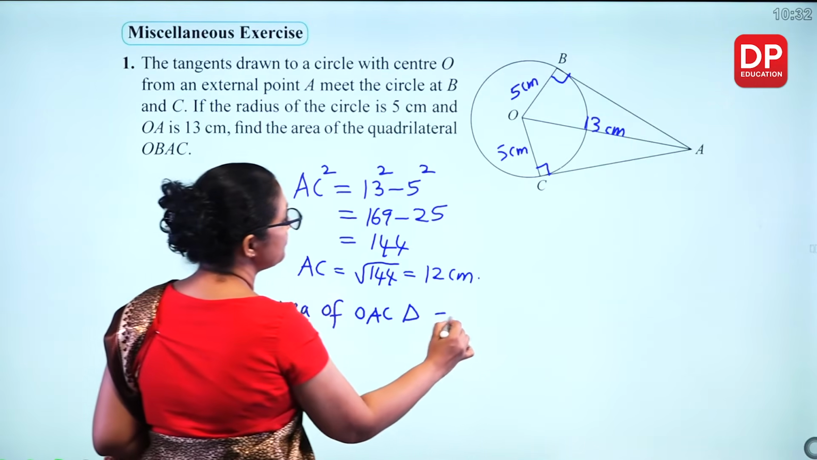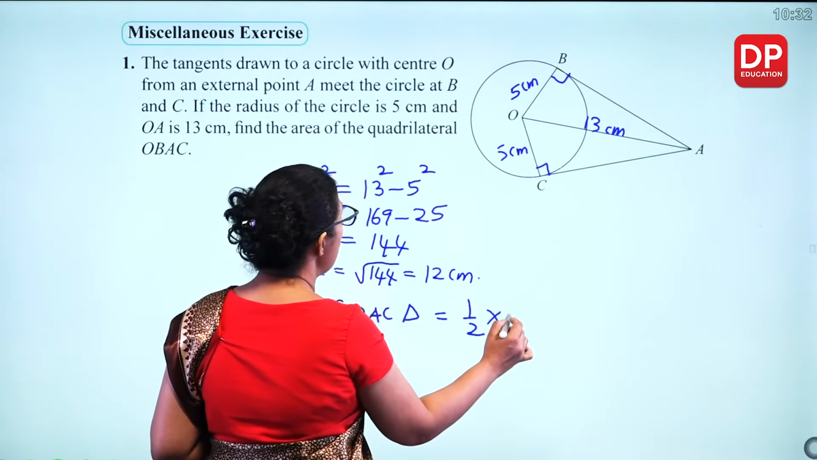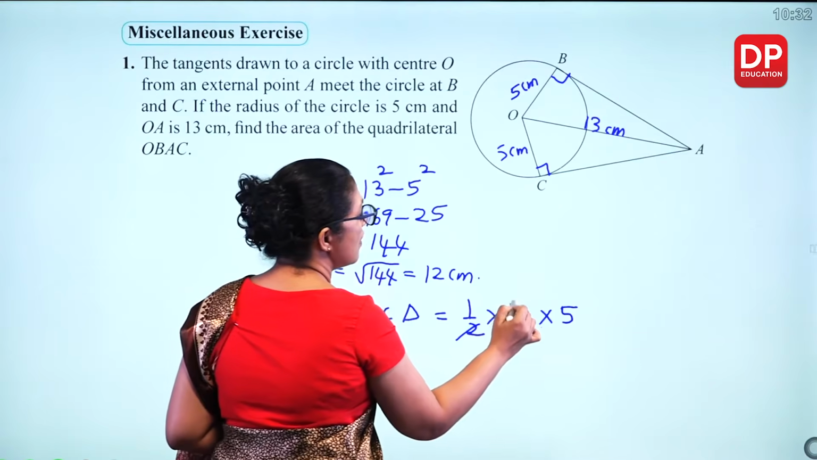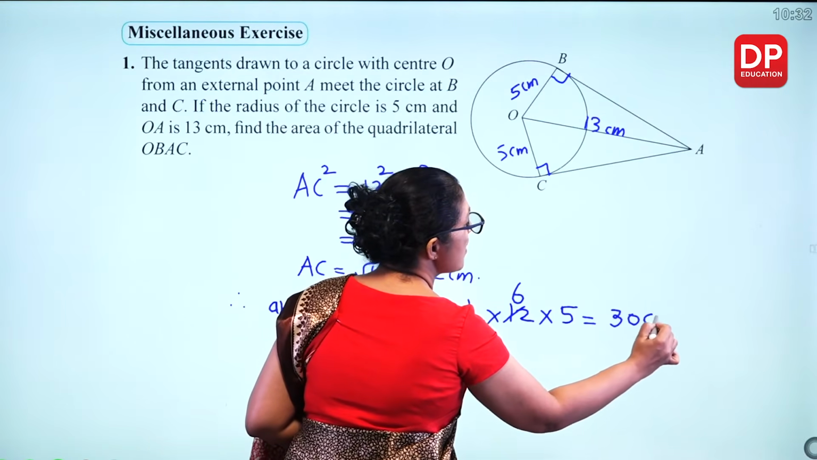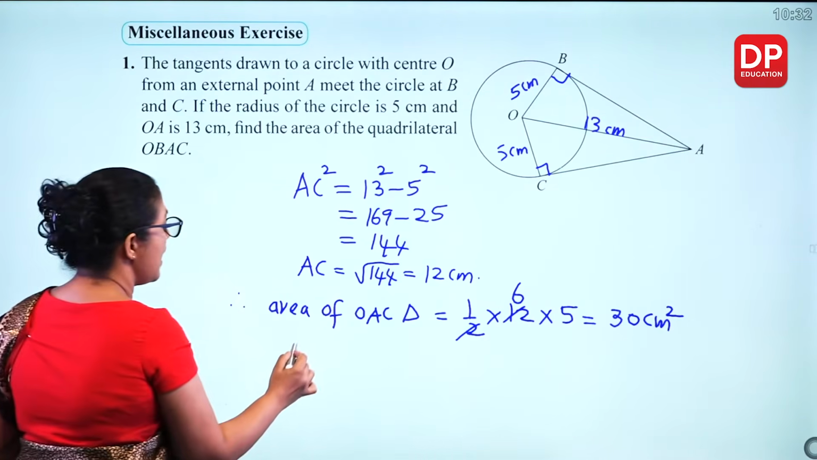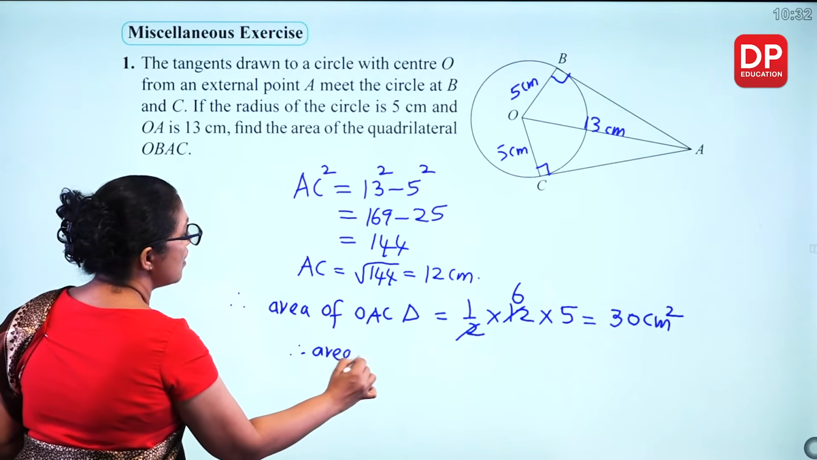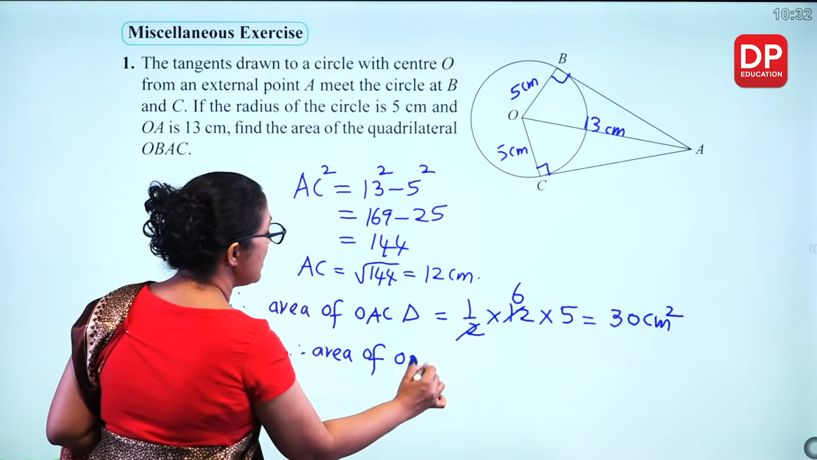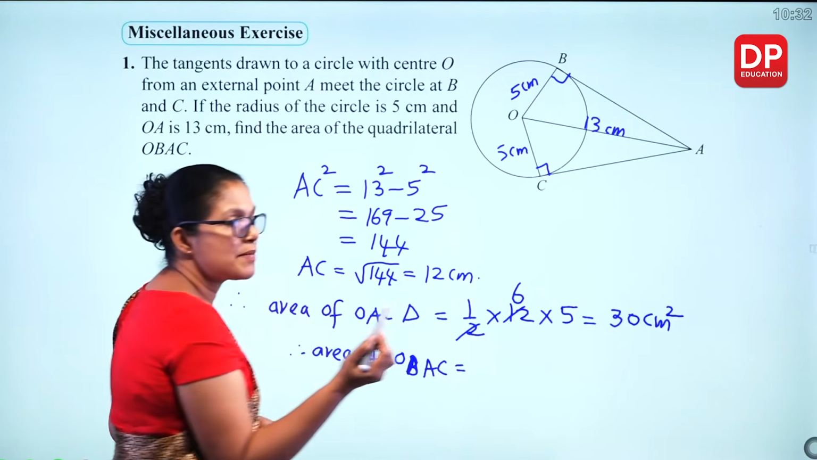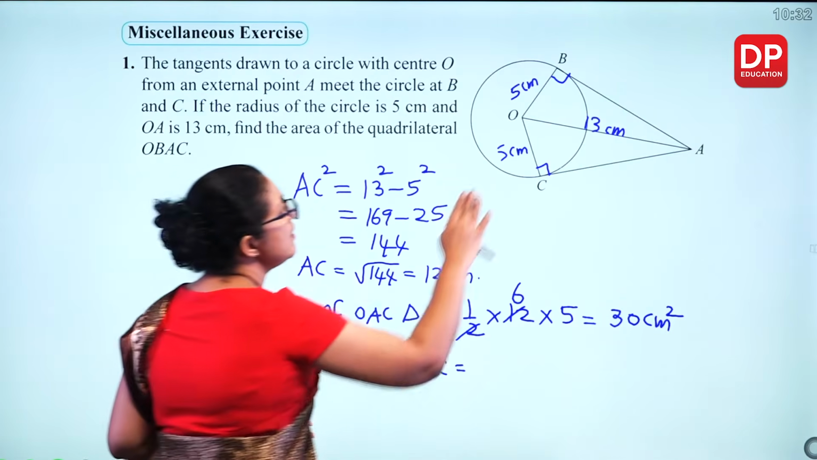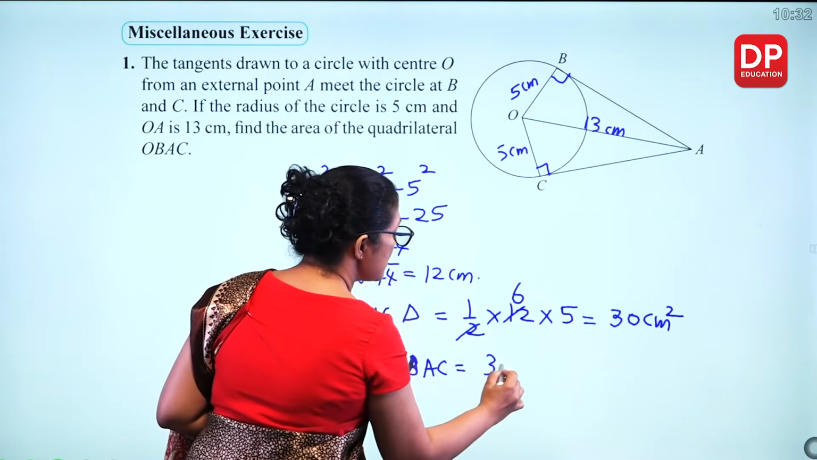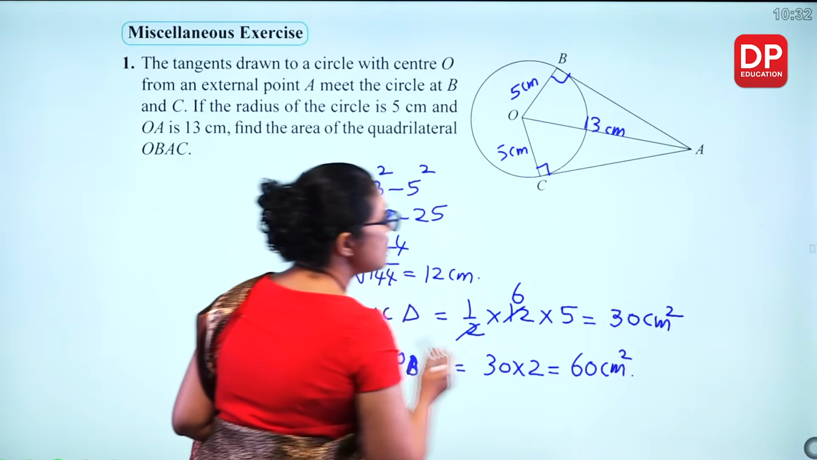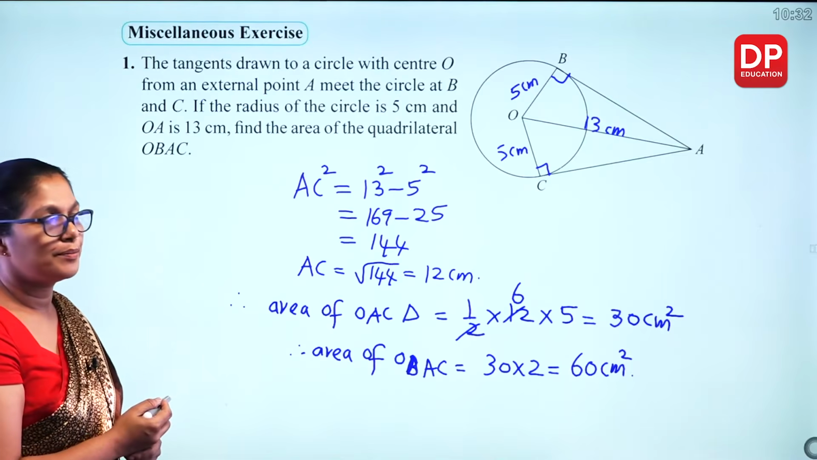Now we can find the area of triangle OAC. What's the area? Half times base, which is 12, times perpendicular height, which is 5. 30 square centimeters. So what's the area of quadrilateral OBAC? 2 times that, because you get the same triangle here and here. So 30 times 2, you get 60 square centimeters for the full area.